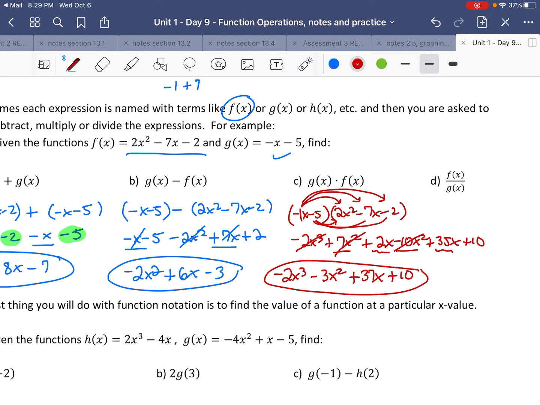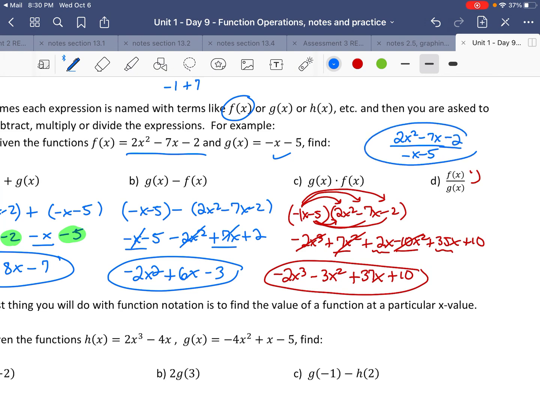All right, and the last one, letter D, I'll just go ahead and do it up here. It says f of x divided by g of x. So all we're going to do is write f of x on top, 2x squared minus 7x minus 2 over negative x minus 5. And there's nothing I can do to this. Later in the future, we will make you try to factor the top, like maybe the top factors and then cancels with something on the bottom, but it's not going to happen here. But for now, maybe you just get lucky and there's nothing else to do. You literally put them over each other and you're done.